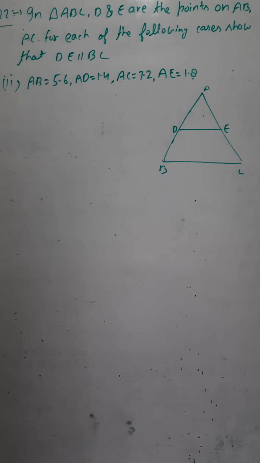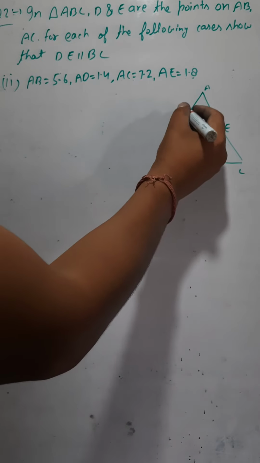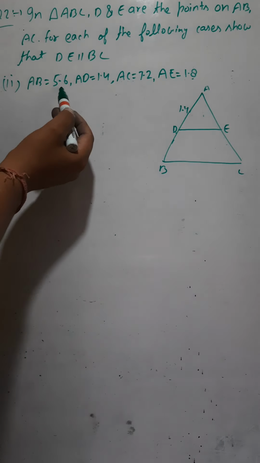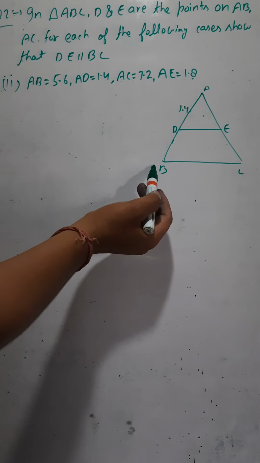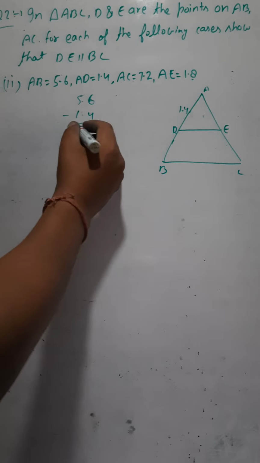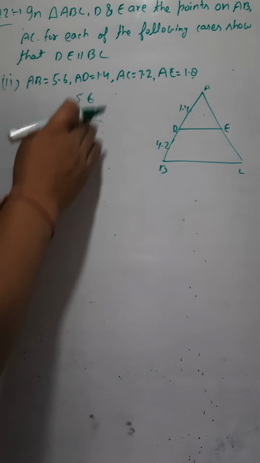Now similarly we have the next question also. Here also you have to show DE is parallel to BC. DE would be parallel to BC if the ratios are the same. Okay, let's check the ratio. AB has been given as 5.6, meaning this complete is 5.6. AD has been given as 1.4. So can you tell me how much BD would be? BD would be 5.6 minus 1.4, because this complete is 5.6. So 5.6 minus 1.4 is how much? It would be 4.2.